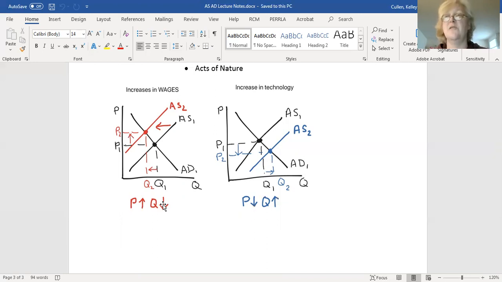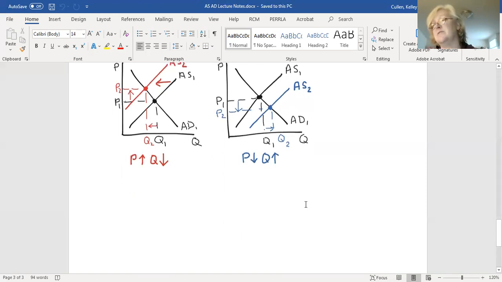Prices are rising. Look at this. P up, Q down. Double whammy. Okay. Not only are we producing less, but what we are producing is costing us more. People are unemployed. When they go to buy milk, the price of milk has gone up. Double whammy. Okay, stagflation is very bad for the economy. So that type of inflation, very unhealthy. We don't like it. On the other hand, over here, increases in technology will increase that aggregate supply curve.